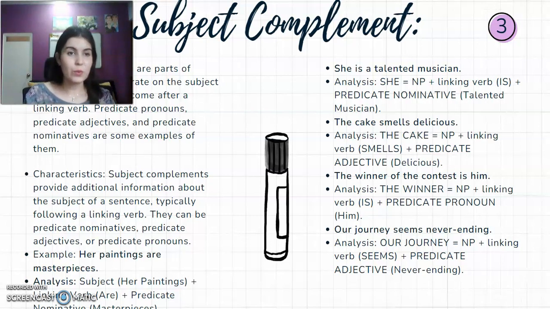The winner, in the same way, is going to be the noun phrase. The linking verb is it. In this case, the predicate pronoun is going to be him. We see it's not the usual or basic structure we are used to, but how it's working with the subject complement is the winner.